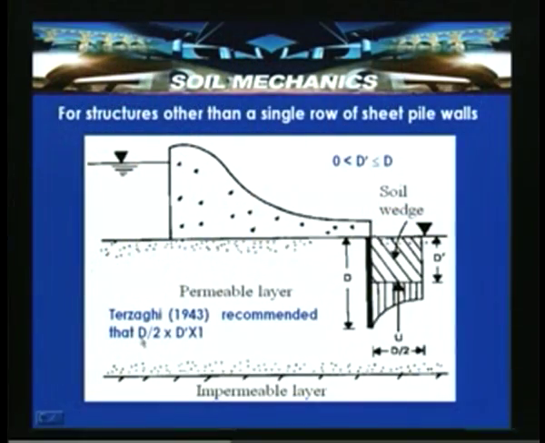So, what we discussed in the previous slide is for a single row of sheet pile walls. For structures other than a single row of sheet pile walls, Terzaghi in 1943 recommended d by 2 and d dash. Suppose this is a masonry pier with a downstream sheet pile wall. This particular measure here is called the cutoff sheet pile wall.